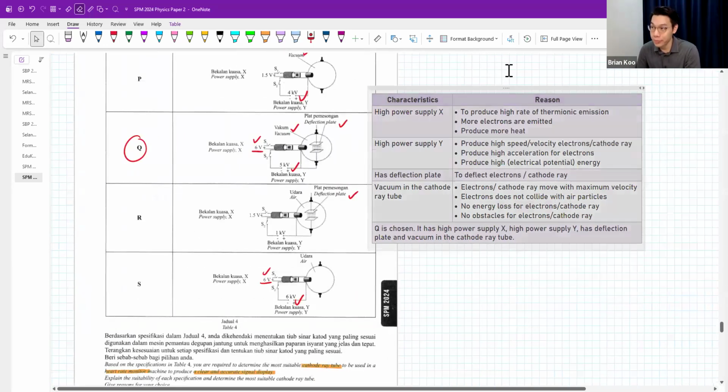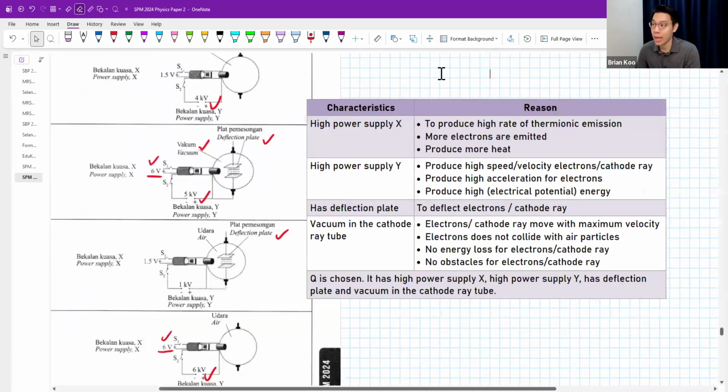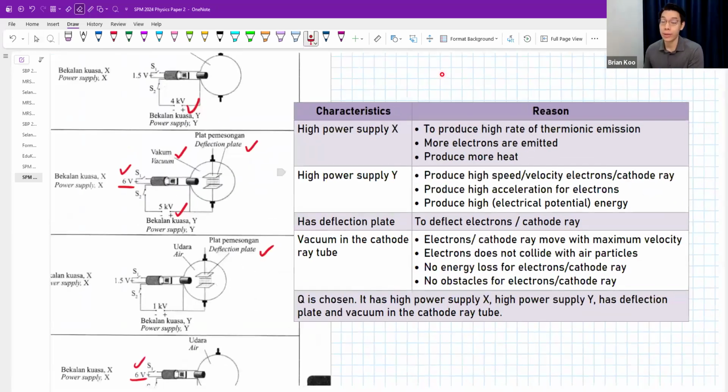Okay, so I already typed the answers. I just go through what we mentioned earlier. High power supply X. Understand what the X is to do? The X is just to heat up, so you can say produce more heat, produce more thermionic emission at a higher rate. More is also okay. More electrons will be emitted.